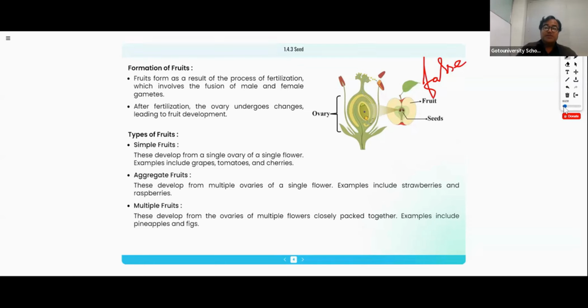That is why my name is called false fruit. I'm apple fruit. I'm a false fruit. Okay. So that means fertilization is not mandatory for making the apple fruit. So one by one we'll discuss in detail.